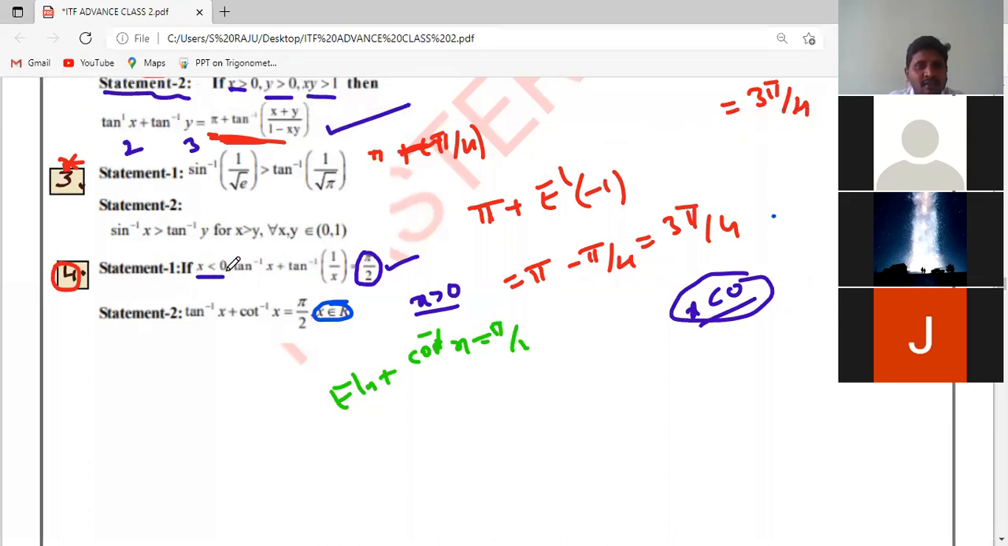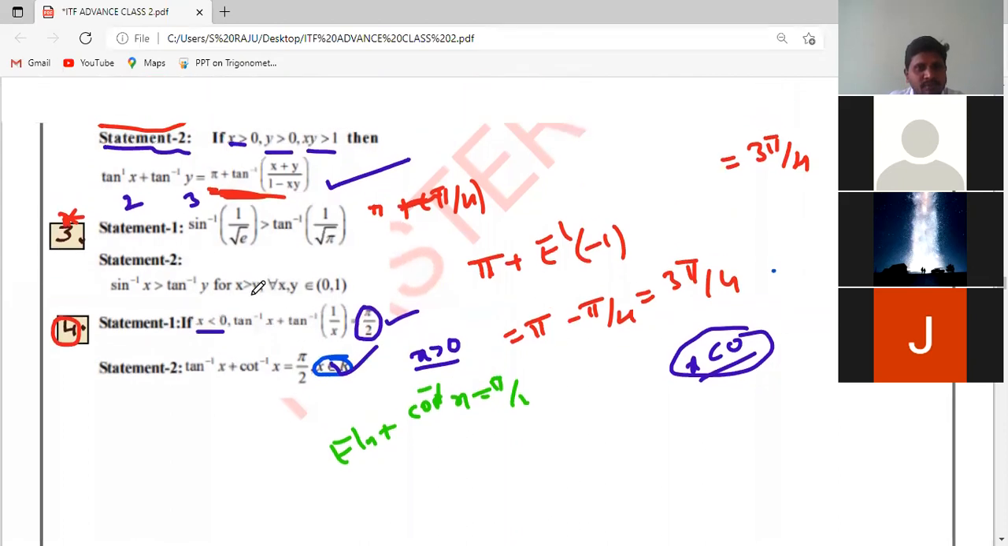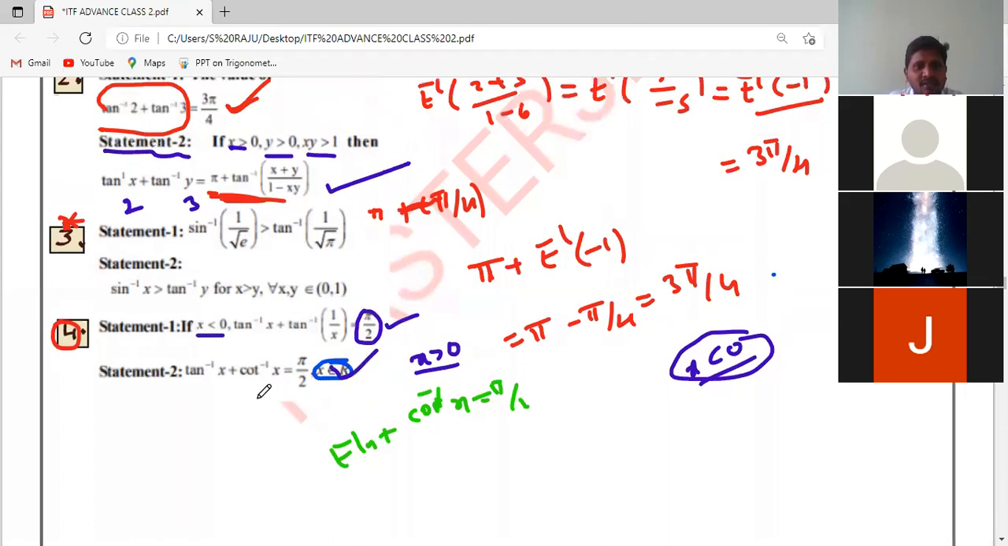If x is less than 0 alone, it is correct, means it is false, because x greater than 0 also it is true. So for every real number it is true. But here, with the help of statement 2 itself, we have to check statement 1. Statement 2 is for every real number. If it is not for every real number, it is only for x less than 0, it is true. That case you can consider.